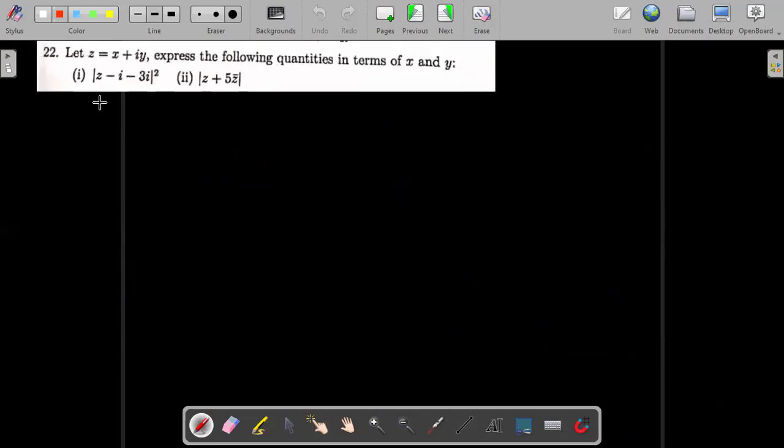Okay, so let z be equal to this and express the following quantities in terms of x and y. So they want us to express this in terms of x and y. What are we going to do for that? They've already given us what z is. So we say a modulus of, so you can replace what z is there. So z is just x plus iy there. Then you have minus i, minus 3i like that.